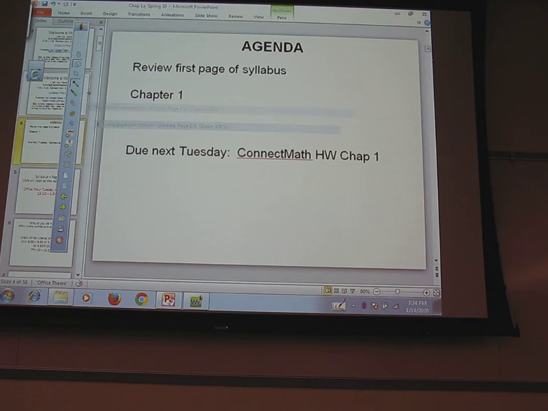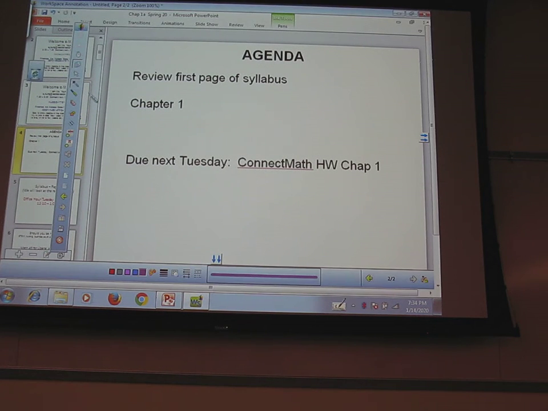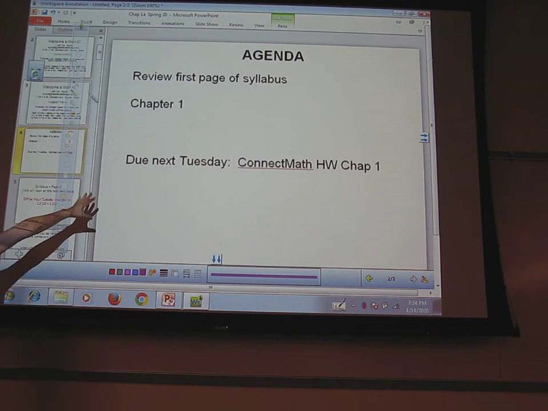Here's our agenda. We're going to start by reviewing the first page, maybe page and a half of the syllabus, and then we're going to do chapter 1 today. And then again, next Tuesday you have Connect Math homework for chapter 1 due. So every day, the first thing that's going to be up here usually is what we're going to do today, followed by what's due coming up in terms of assignments.